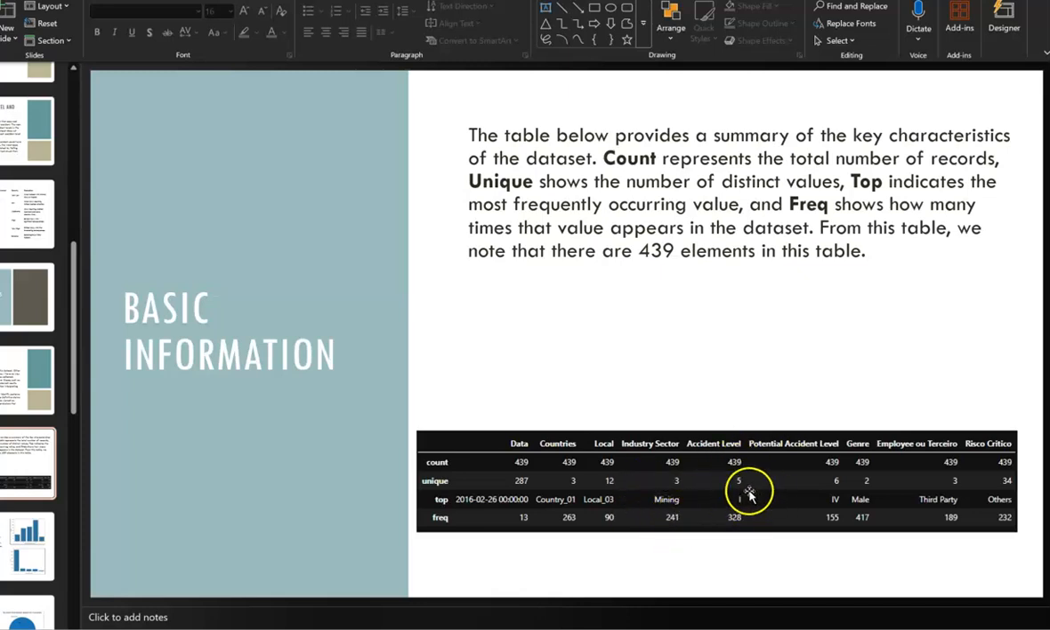Accident level, we can see that most of these accidents were very minor, with 328, but with the potential accident level, 4 is the most frequent one with 155 of them, showcasing that most of these accidents could have been pretty dangerous. We can see that most of these workers are male, and that third party is actually the most frequent. And as you can see, most of these accidents are classified as others, with 232, so for most of these accidents we don't really have information on what actually caused them. Most of them are set as other.